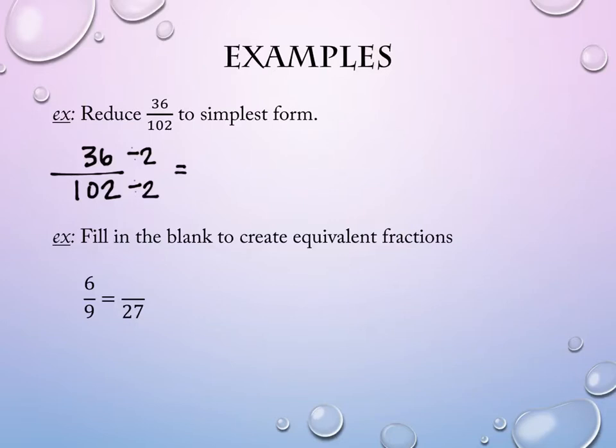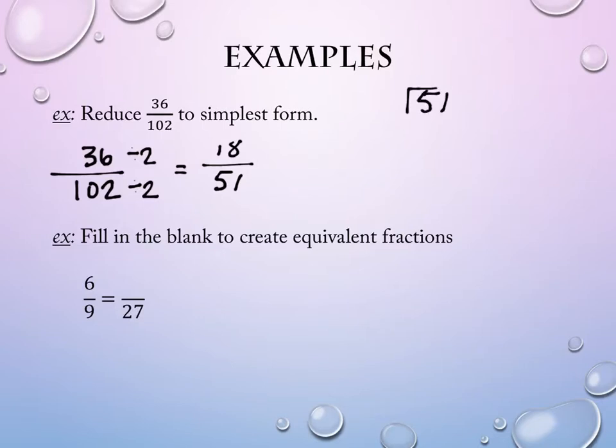So what is 36 divided by 2? 18 is correct. And how about 102 divided by 2? 51. Okay, so now look at them and you say, well, they're at least not both even, right? They're not both divisible by 2. So you might look at things that 18 is definitely divisible by because it's a smaller number that's more familiar to you. So what's another number that would divide 18? 3. So let's see if 3 will divide the 51.